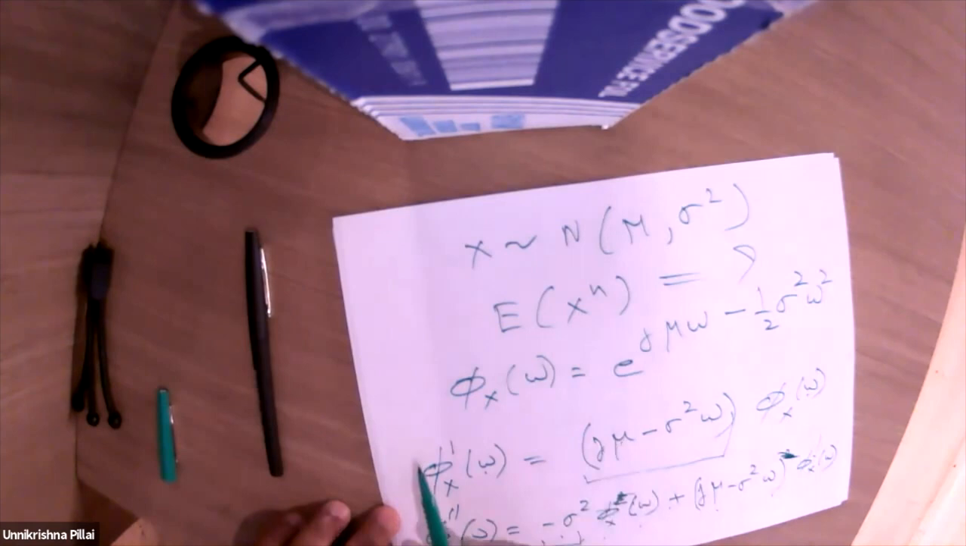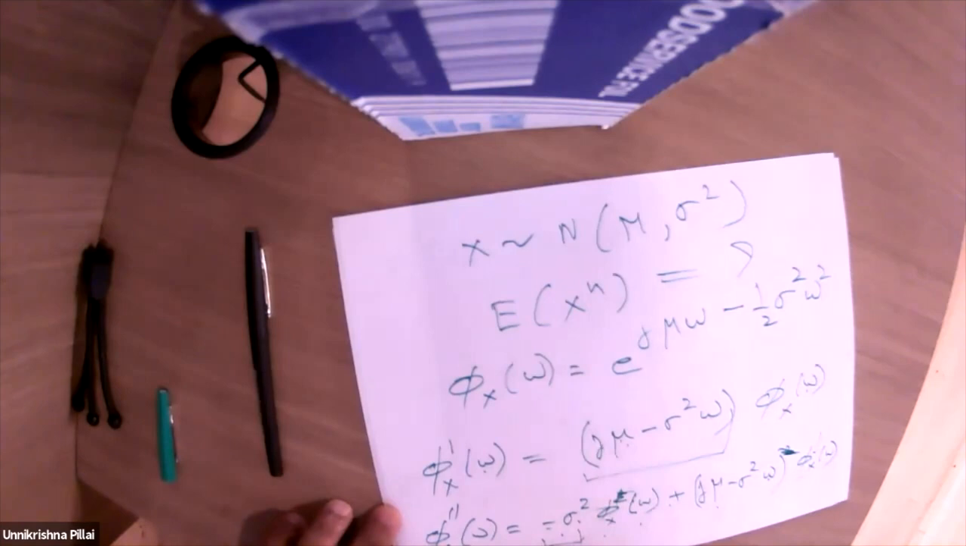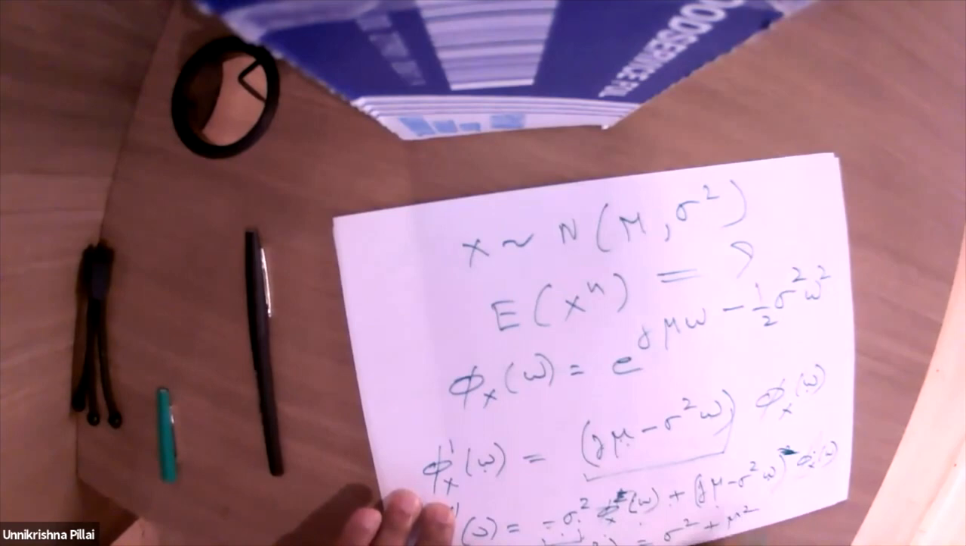Here, if you put omega equal to 0, this goes away. And what you get is phi prime, this is already j mu, so you get j mu the whole squared. Here you get minus sigma squared. So divided by j squared, you will get sigma squared. So from here you get expected value of x squared is, I hope you see it, mu squared plus sigma squared. From here you get expected value of x is mu, etc.